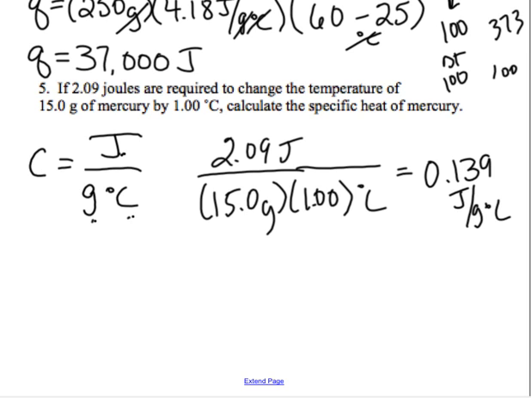Okay? Can we have a negative specific heat? No, we can't. But it would be amazing. Because, let's talk about it. What does it mean to have a negative specific heat? And I talked about this last year. If we put heat into it, it cools off. If we take heat away from it, it heats up.